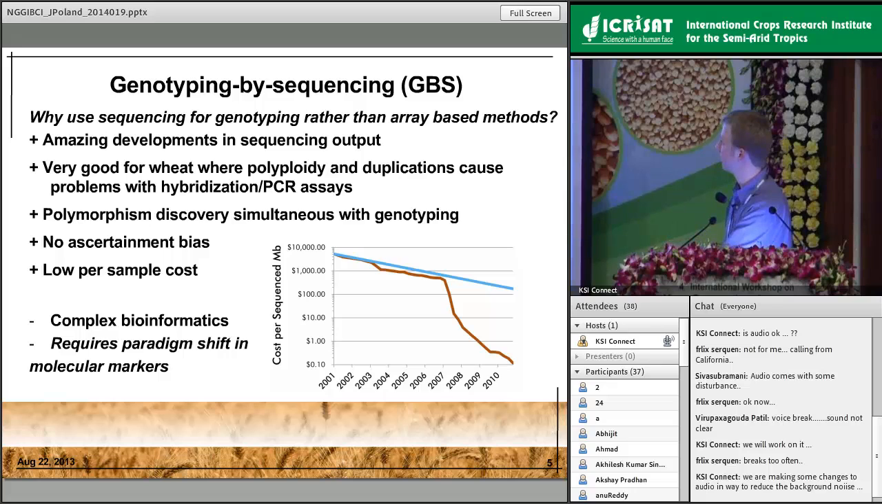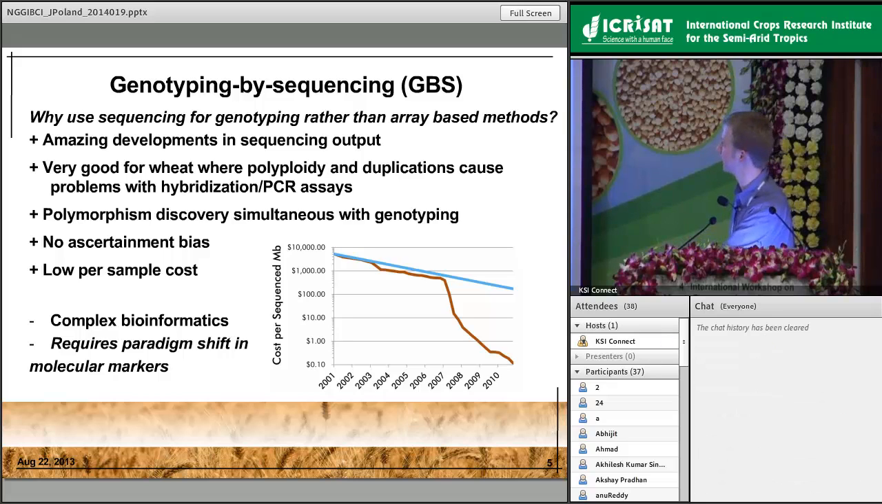And then I think the big one, especially for diversity studies, but also for breeding and germplasm, is that we discover all the polymorphisms simultaneously. And the biggest one here again for breeding programs is that the per sample cost is really low.